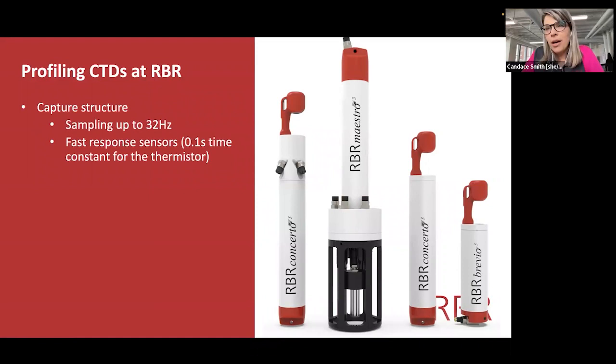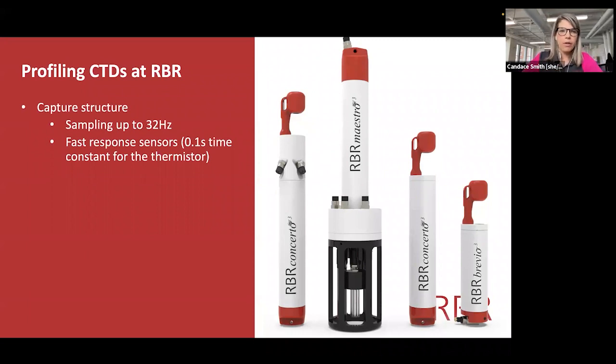So how do RBR CTDs capture this structure that I talked about earlier with the thermoclines, the pycnocline, and the halocline? First, we have up to 32 Hertz sampling in the CTD variants, and the sensors have a fast time constant. So between the three, conductivity, temperature, and depth, or conductivity, temperature, and pressure, the limiting factor in terms of time constant is the thermistor.